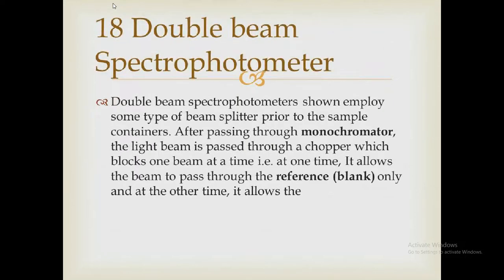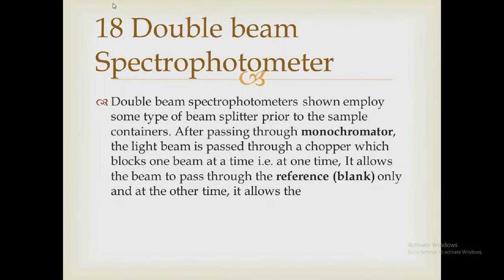Now the double beam spectrophotometer. The video of the double beam spectrophotometer I gave is already there on my YouTube channel, so just go through that. But here I want to say only that double beam does not mean they make use of two different beams. They use the same beam, but the beam operates in one direction for a certain period of time, and for the rest of the time it operates in another direction. That is the only meaning of double beam. So the same beam is used in the double beam spectrophotometer.